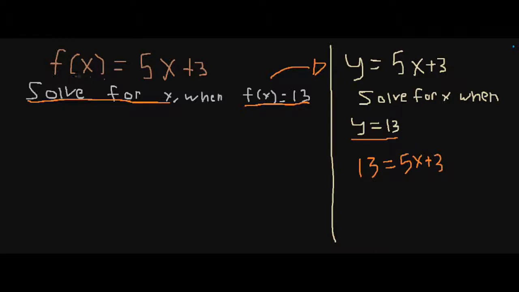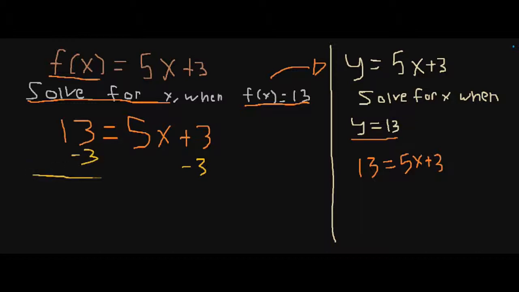F of x, the entire thing is equal to 13. It's just like this problem right over here to the right. So all we do is replace f of x with 13. So we're gonna get 13 equals 5x plus 3, okay? Now we solve this. So first thing we always want to do is we want to undo any addition or subtraction, okay? We always undo any addition or subtraction. So we're going to subtract 3 to both sides, okay? 13 minus 3, well, that's just 10, equals 5x.